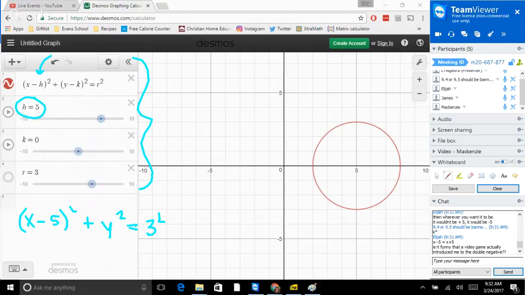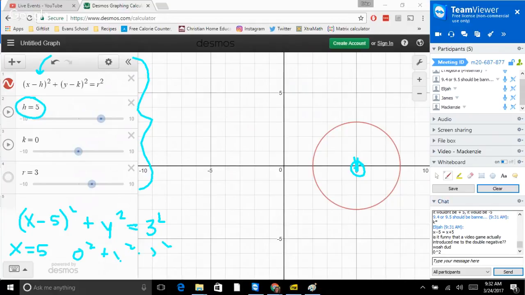So why would that put it at positive 5? If I put into my equation x equals 5, which is where we're at, right? X equals positive 5. Then what happens here is I get 5 minus 5, which is 0 squared. So that means that I'm staying right here at the origin. Plus y squared equals 3 squared. Yeah, 0 squared is 0.